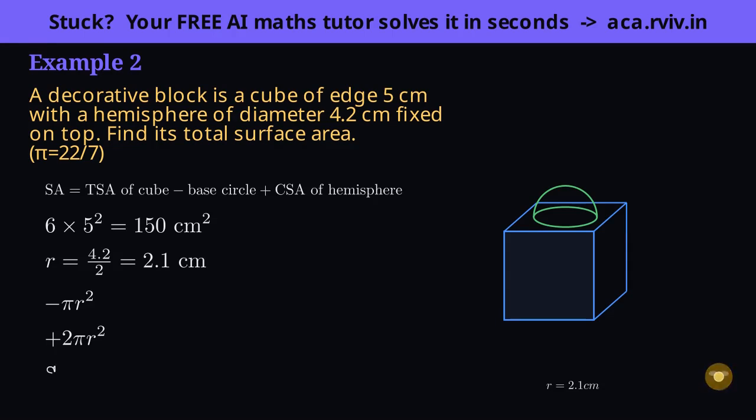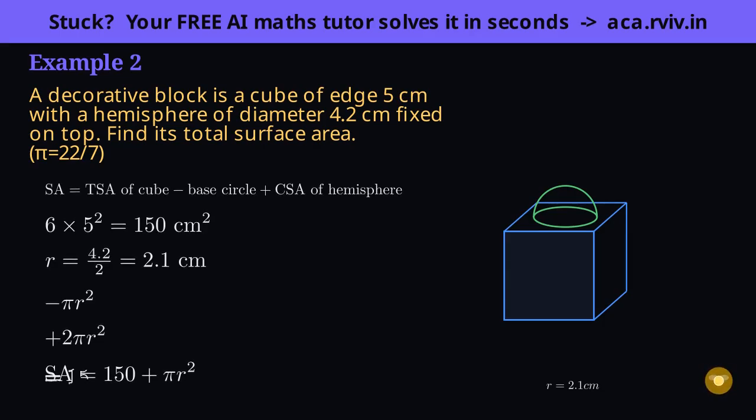Here's the lovely simplification. We took away 1 pi r squared and added 2 pi r squared, so on balance the surface changes by just plus 1 pi r squared. In other words, fixing a hemisphere on a flat face always adds exactly 1 pi r squared, a shortcut worth remembering.